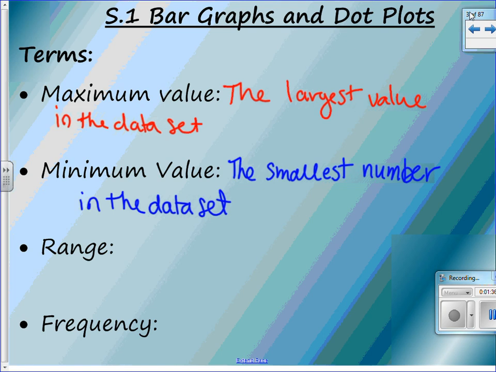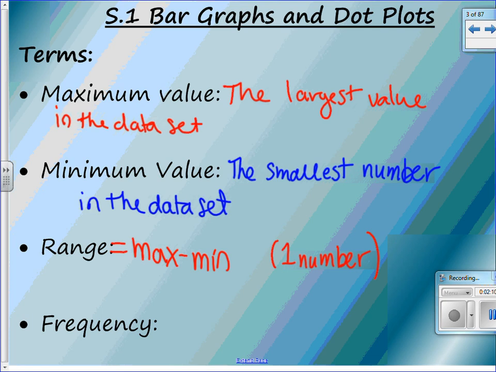And what's the definition of range? Or how would you find a range? Eva? The maximum value minus the minimum. Good. And then what I'm going to write is the range is just one number. It's the difference between these two numbers. So the maximum minus the minimum value.